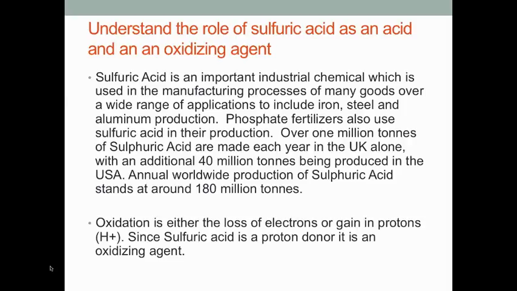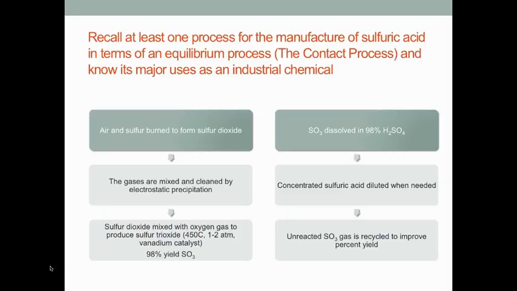Oxidation on the part of sulfur as an oxidizing agent works since sulfuric acid is a proton donor. H2SO4, 2 H plus ions ready to donate. Recall at least one process for the manufacture of sulfuric acid in terms of an equilibrium process. The process is called the contact process.